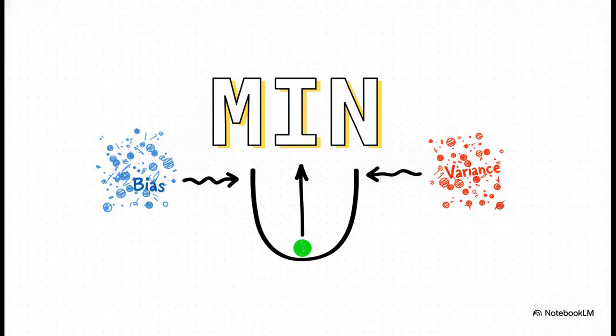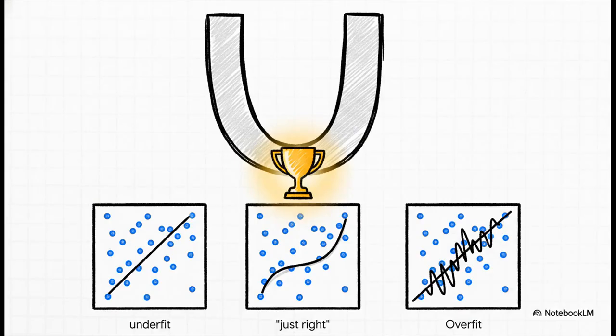So you see, the goal is not to get bias to zero. It's not to get variance to zero. You can't. The one and only goal is to find that one specific level of complexity that puts you at the absolute bottom of that U. That little valley right there, that's the promised land. That's the lowest possible error you can achieve. And that's it. That's our just right model.